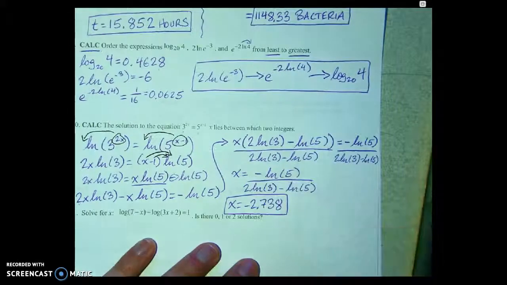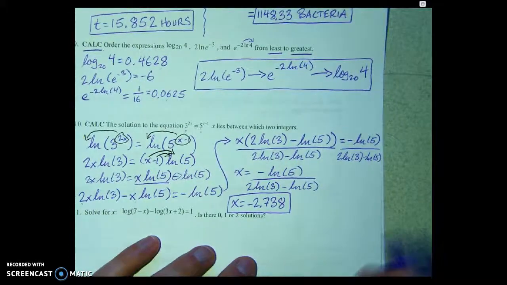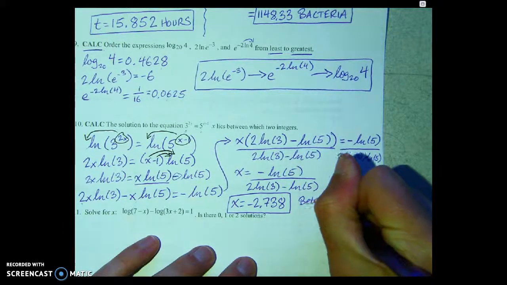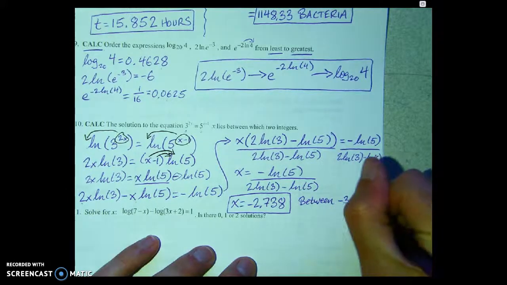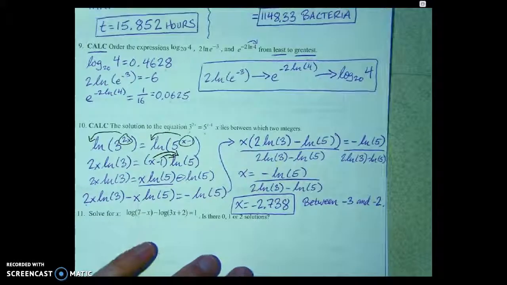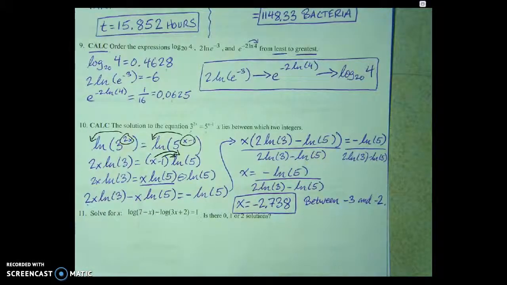Remember, the question was asking us between which two integers x lies, so really that's between negative 3 and negative 2. Okay, so we got a real solution for x, but they're also asking us to find which two integers x lies between. So the closest ones would be -3 and -2, but a little bit closer to -3, right? Because it's -2.7.